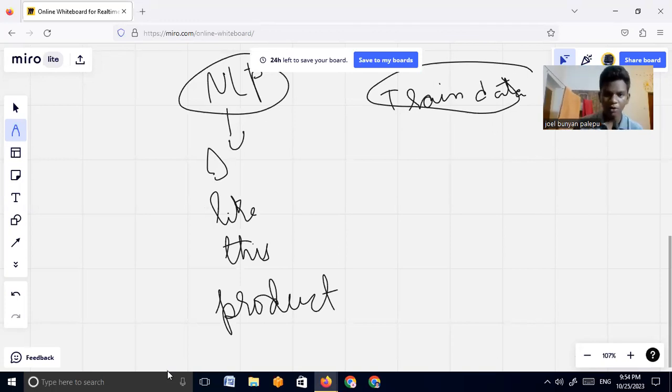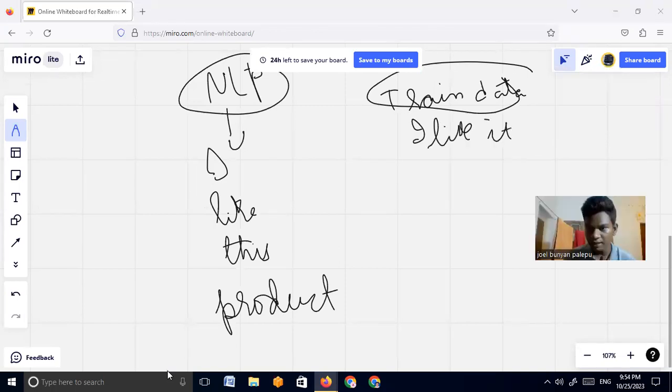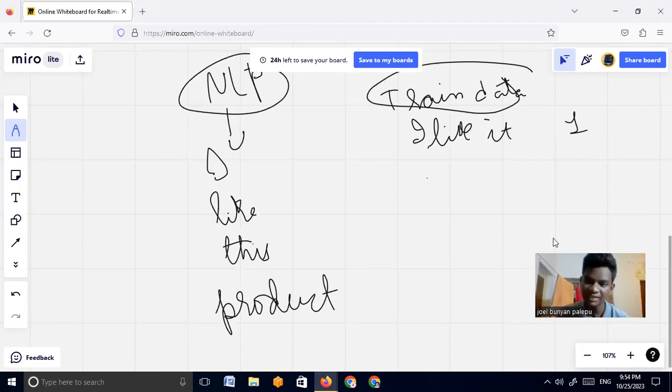For example, we're going to have data like this. Let's say "I like it," and the sentiment is going to be 1, saying that it is positive. And let's say there is another one saying "I don't like it, I hate it." It's going to be 0, right? Something like binary classification, it is called zeros and ones. 0 refers to negative, 1 refers to positive.